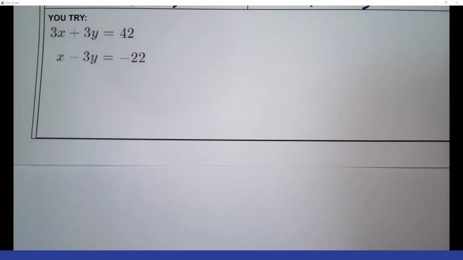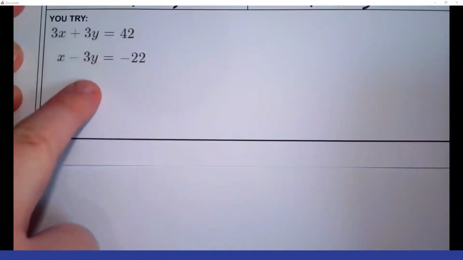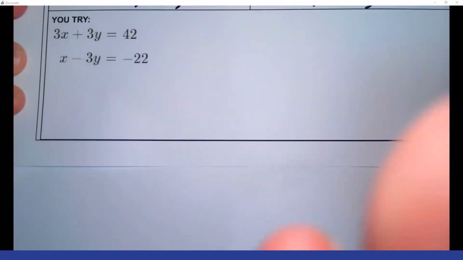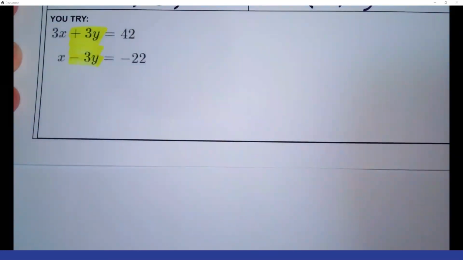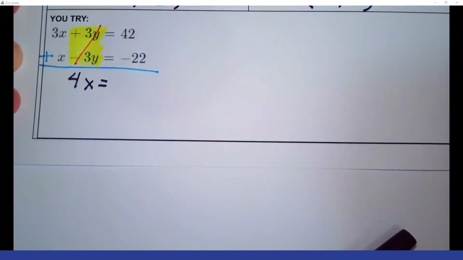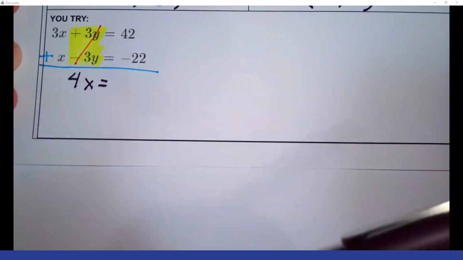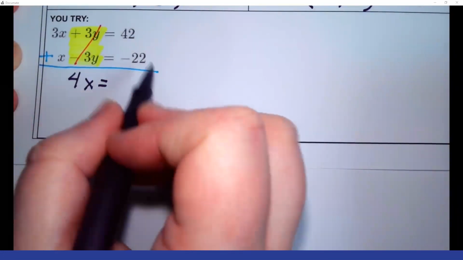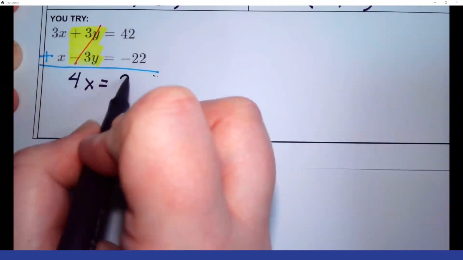All right. So hopefully you've at least found the first variable. So here I see I have 3y and minus 3y. So they're the same number, but opposite signs. So we're going to eliminate them. So then we add: 3x plus x is 4x. 3y plus negative 3y cancels. And then 42 plus negative 22 is going to be 20.